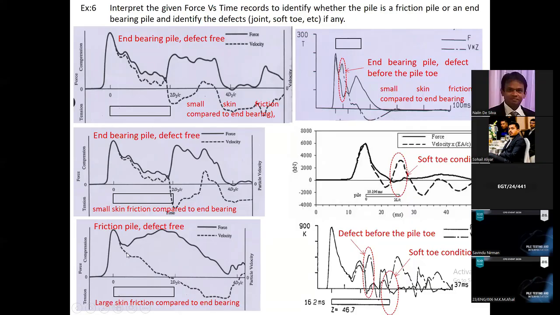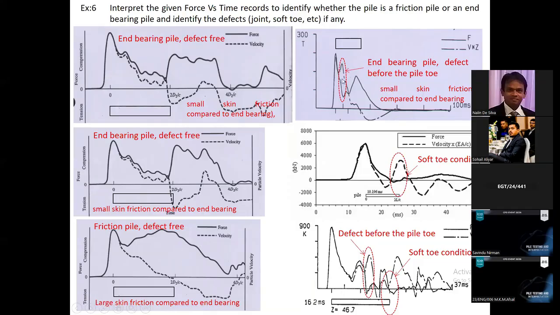This one, you can see after the first peak, there's a significant increase in the force even before the toe, and significant reduction in the velocity. That means the pile is mobilizing a very large skin friction, right? So this is a very good friction pile. This is indicating a very good mobilization of skin friction.